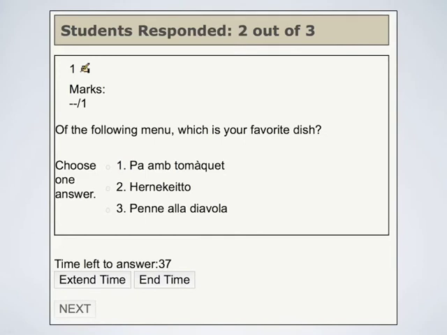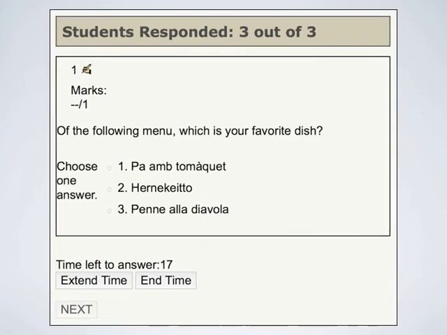And as students respond, the system shows the number of students responded. So now I have 2 out of 3 responded, now I have 3 out of 3 responded. I still have 17 seconds time left, but since everybody has responded, I can press the button End Time. And when I do that, then the system shows the distribution of students' answers graphically.